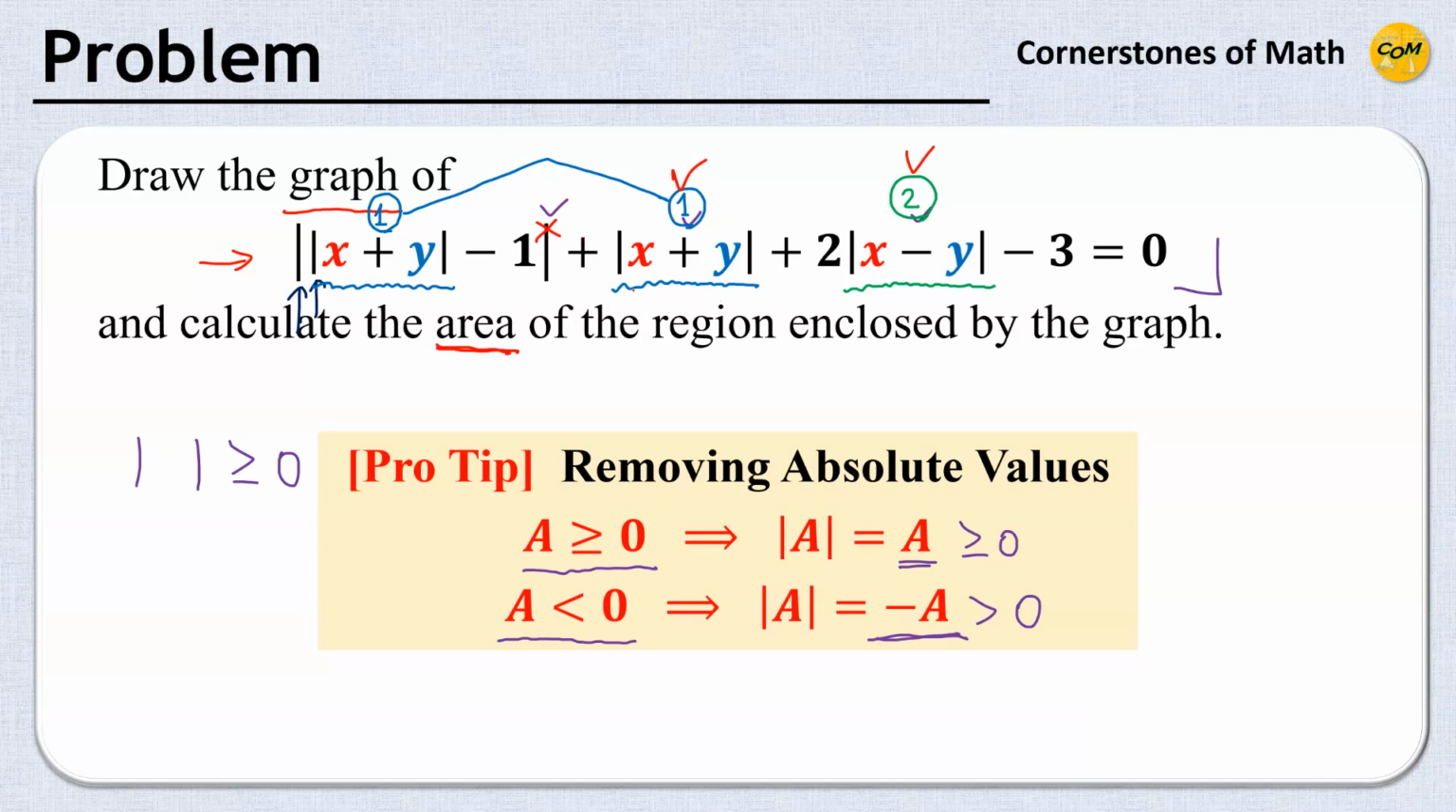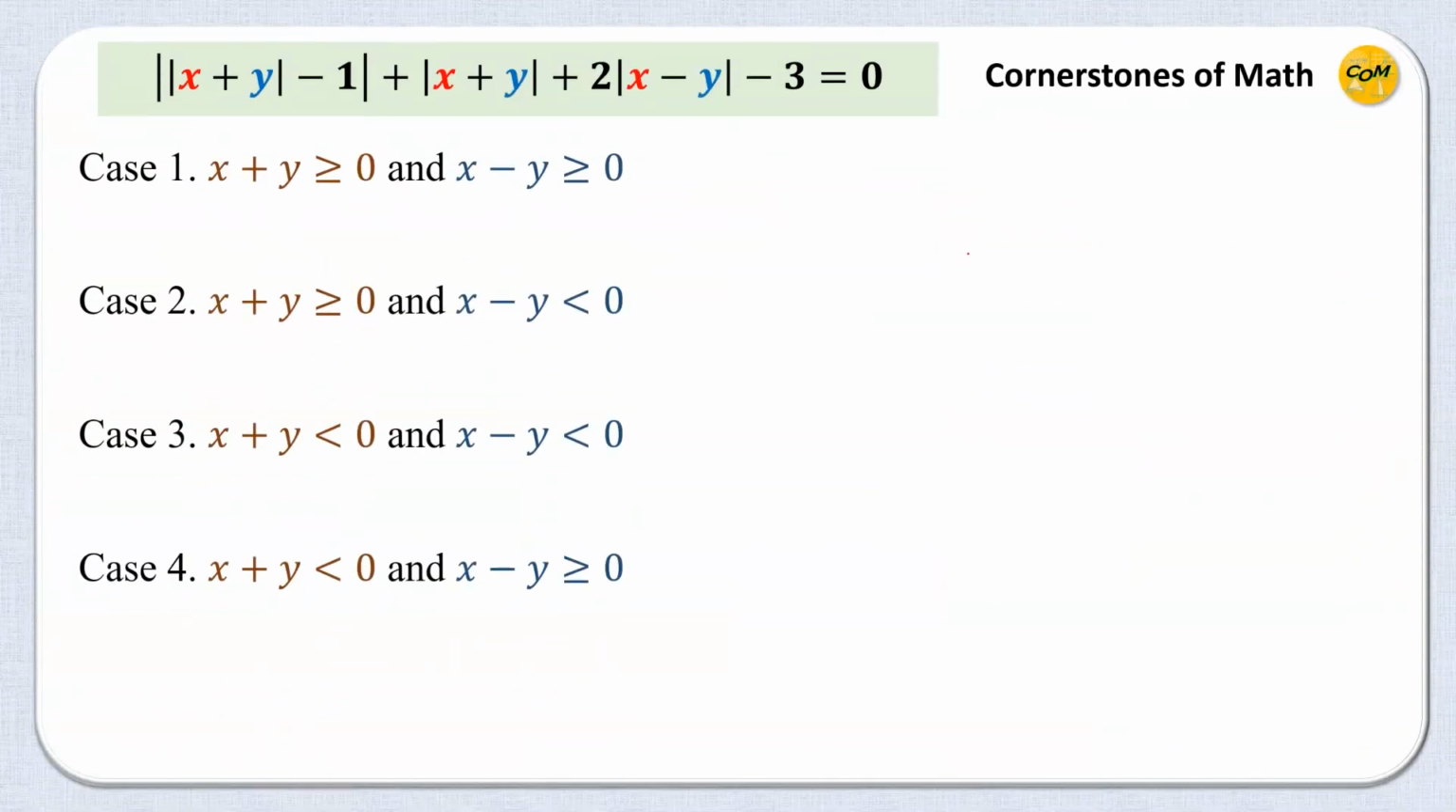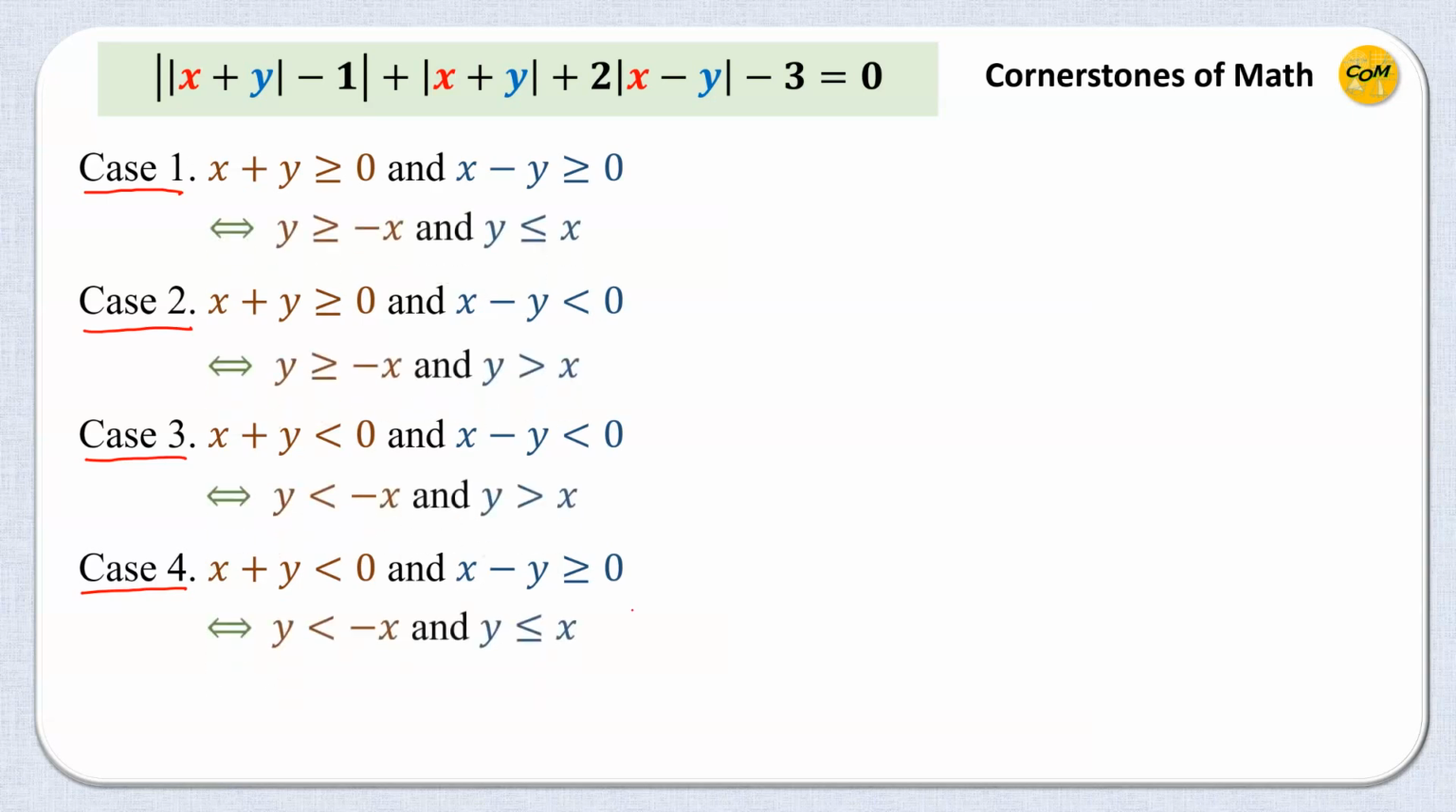So if you only consider the signs of x + y and x - y, then we can think of these 4 cases. The first case is when both x + y and x - y are greater than or equal to 0. The second case is where x + y is greater than 0 but x - y is less than 0. The third case is when both x + y and x - y are less than 0. And the fourth case is where x + y is less than 0 and x - y is greater than or equal to 0.